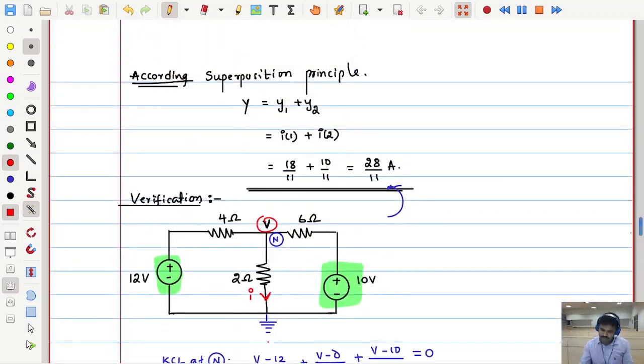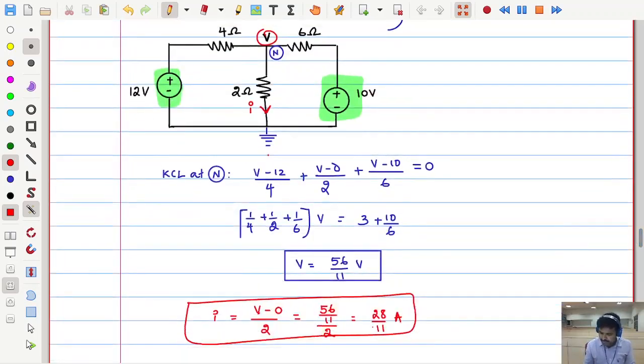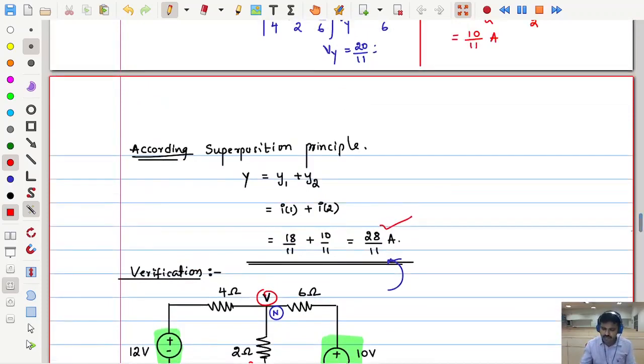The response caused by one voltage source is I of 1, and the response caused by the second voltage source is I of 2. If we add up those responses, what we get is the total response. Even if we calculate both sources together, we get the same answer, 28 by 11. Okay. So in this way, you can apply the superposition principle.